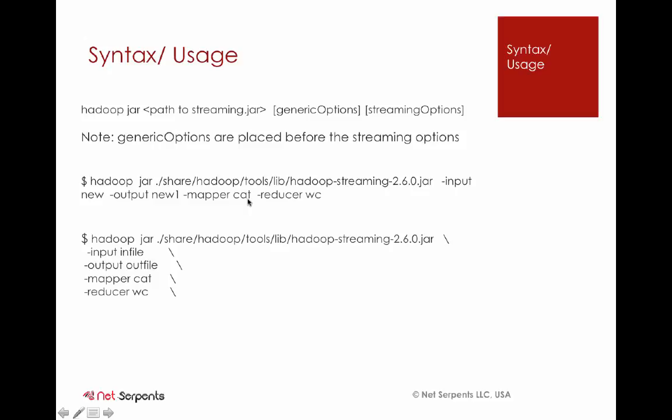The cat command simply takes any file as input, and then it prints out the output to the screen or the standard output. And the reducer, which we are going to use, is word count. So word count is a standard utility. What it does in Unix is it allows you to see the number of words, the number of characters, and the number of lines inside any given file.